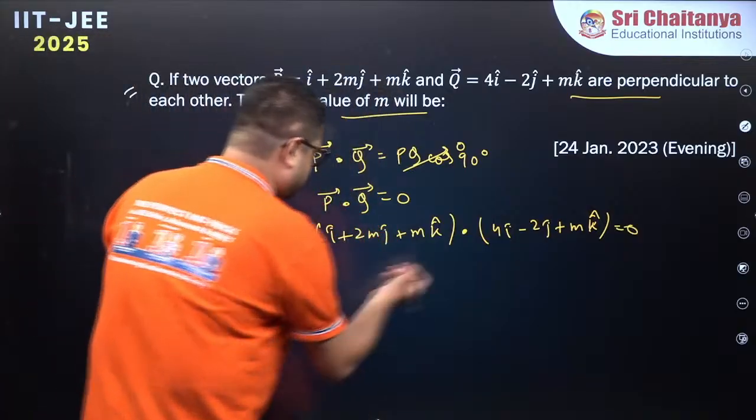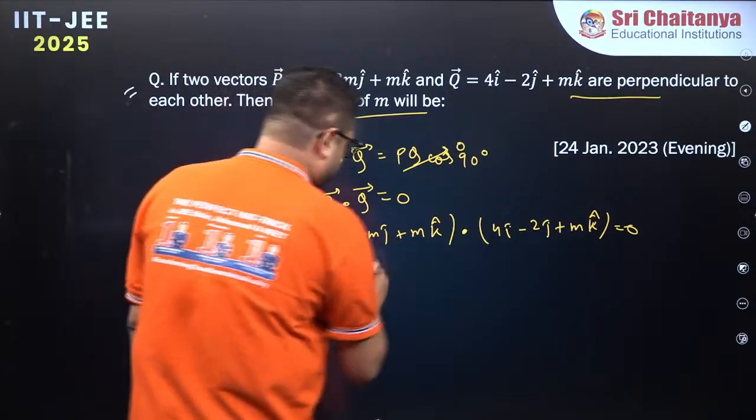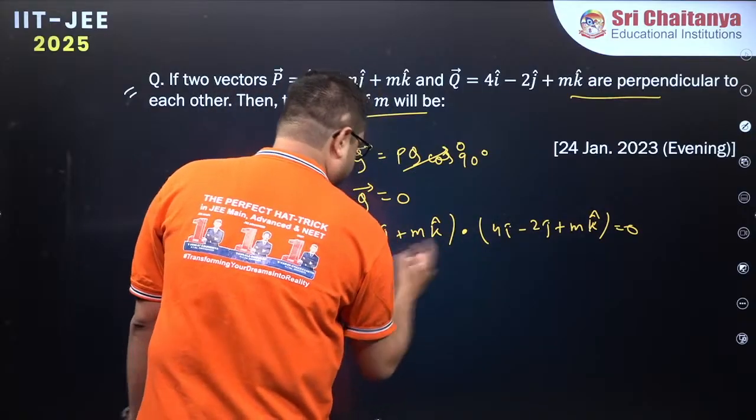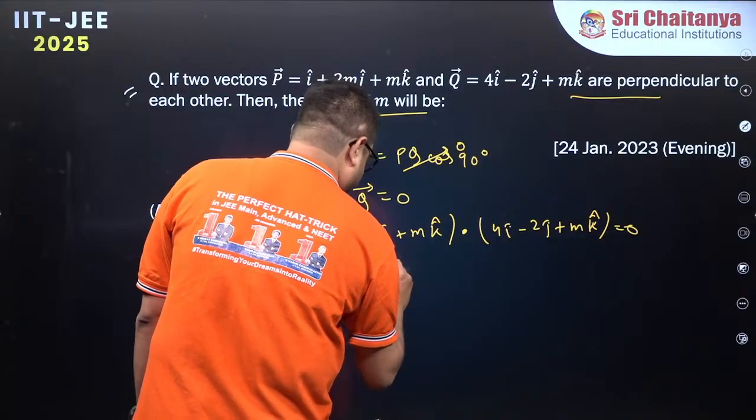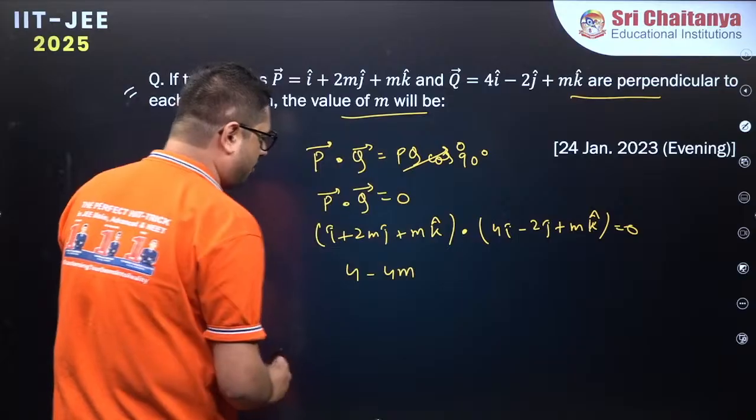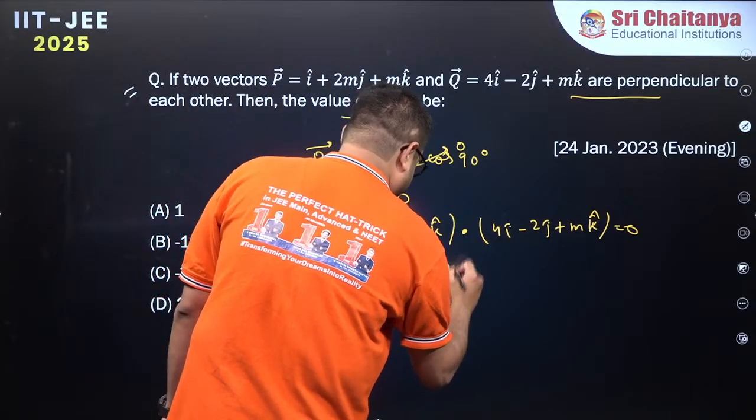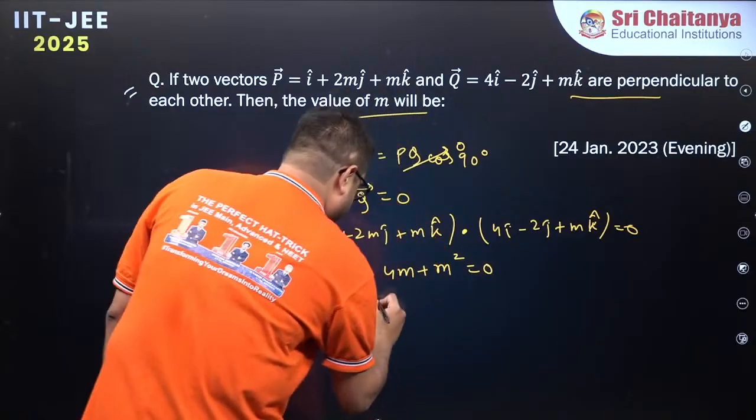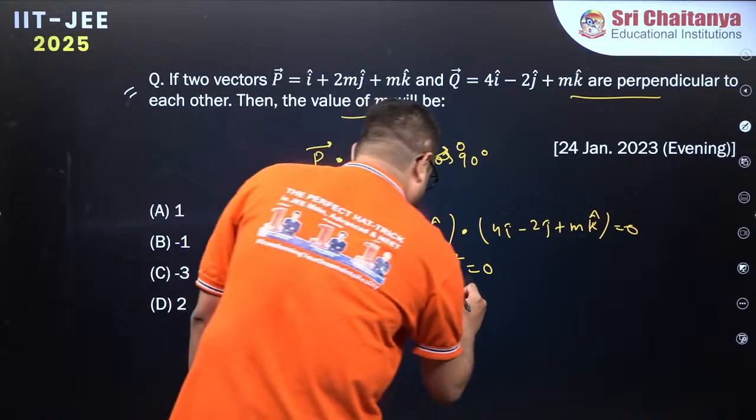So what will I be getting? i cap can be multiplied with 4i cap itself, and I will be getting 4. 2m can be multiplied with minus 2j cap, because they have like unit vectors associated with them. That is minus 4m. And k cap can be multiplied with k cap itself, so it's going to be m square, and the whole thing is equal to 0. So we are getting a quadratic equation, right? m square minus 4m plus 4 is equal to 0.